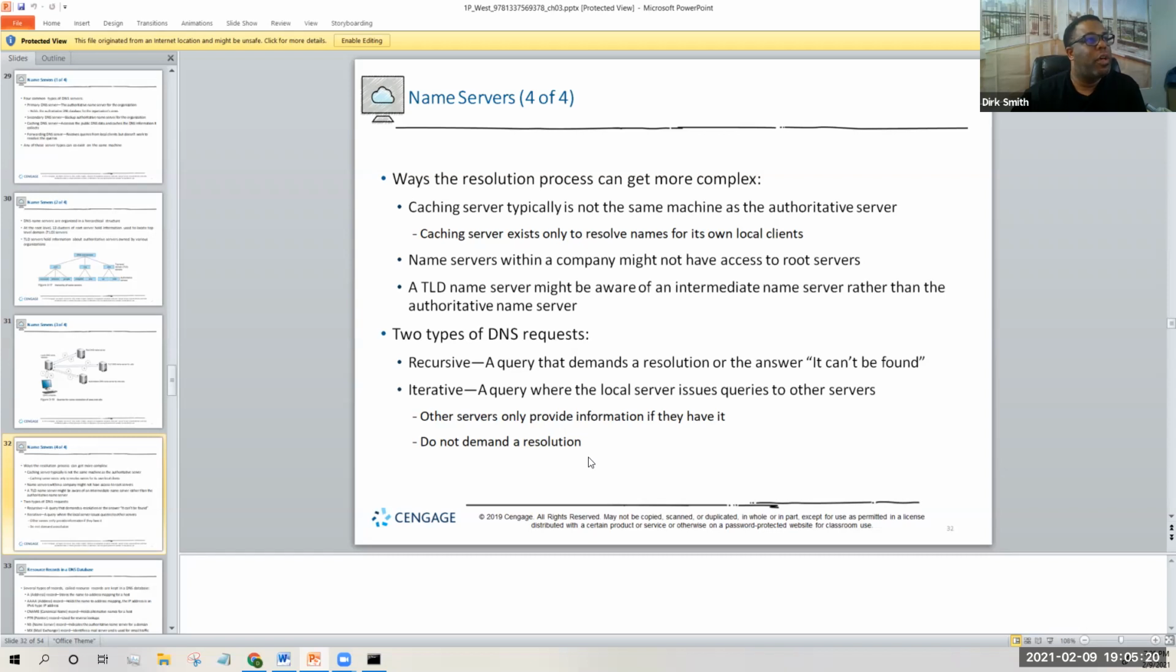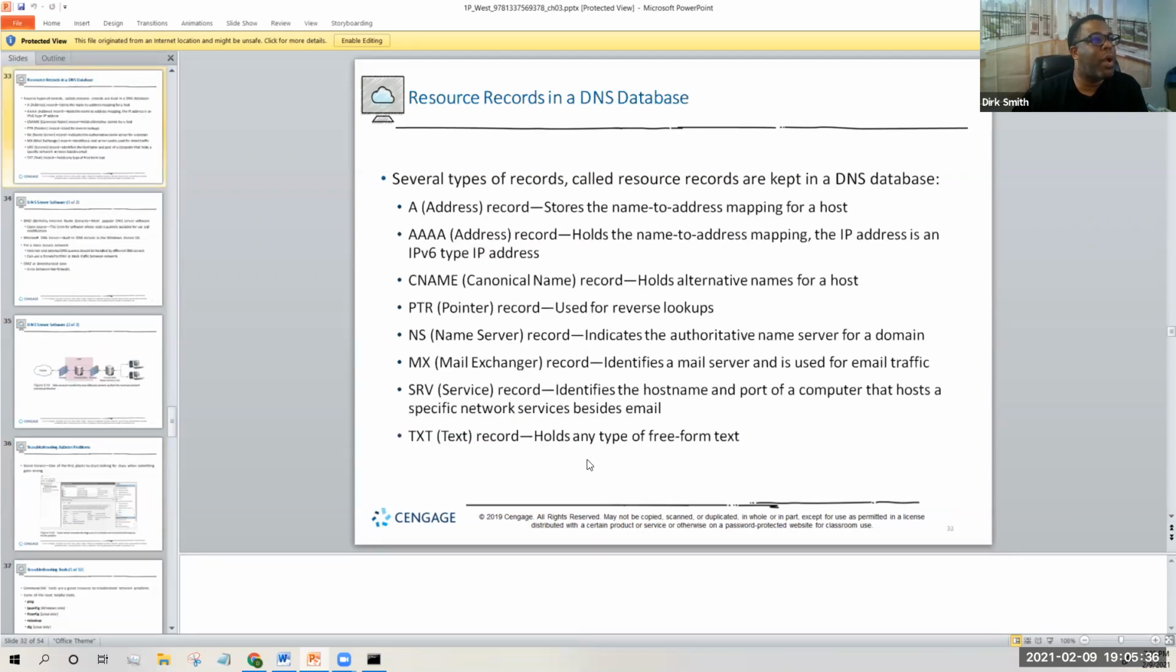Name server, ways the resolution process can get more complex. I'm not even going to go into this because I don't want to intimidate you guys in the future. I'll let you read the book, and that's going to let you know how it does that. Because you probably haven't read the chapter yet, I'm not going to go too deep in here. But what I will say is that these are some of the ways.